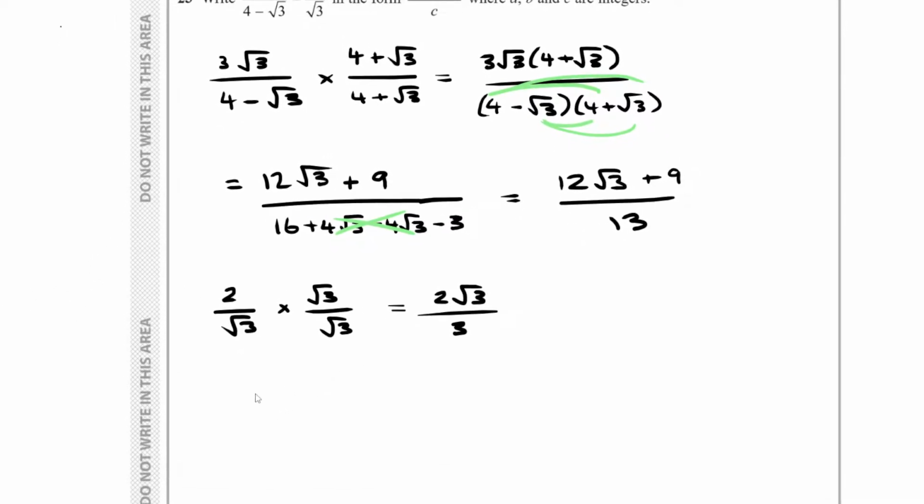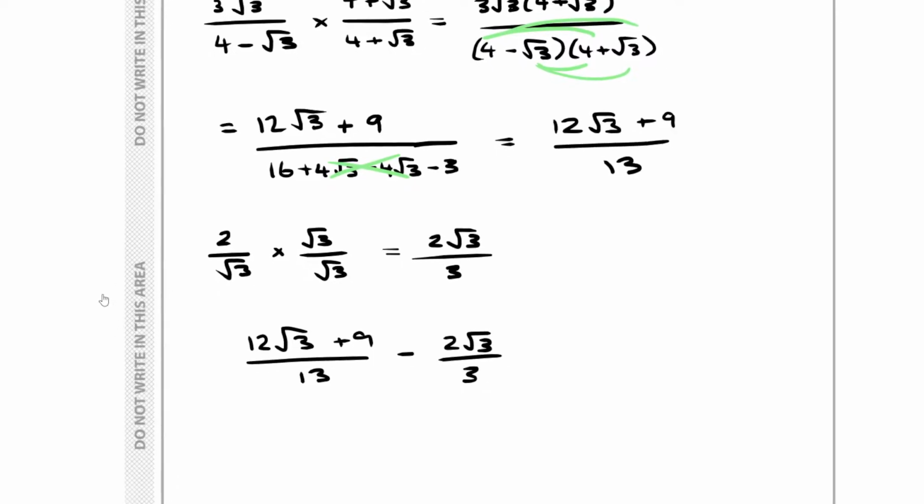So let's rewrite that. We've got (12√3 + 9)/13 − (2√3)/3. We obviously still need to have a common denominator, but at least now the denominators are both just numbers. There's no surds, there's no two different terms. It's not as complicated. So common denominator, kind of annoying. The common denominator, lowest common multiple, is 39.